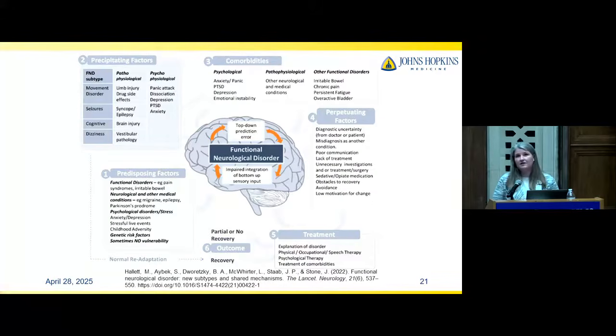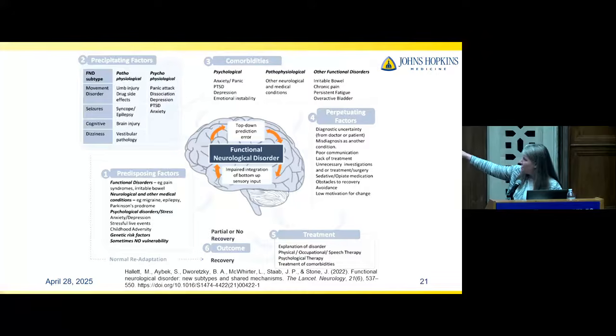So why do some people get FND and not others? That's, I think, another burning question. This is a busy picture, but I think it can be helpful. Basically, what it's outlining here is, if you go number by number, number one are predisposing factors. These are some of the things that are really common in people with FND.